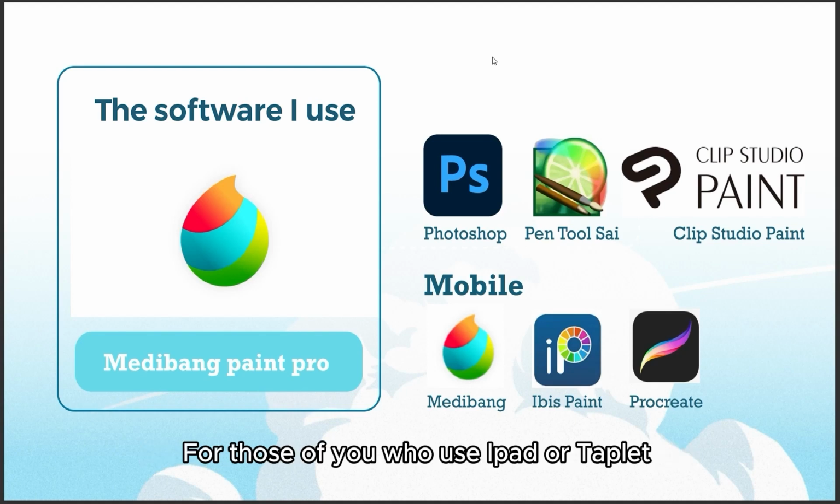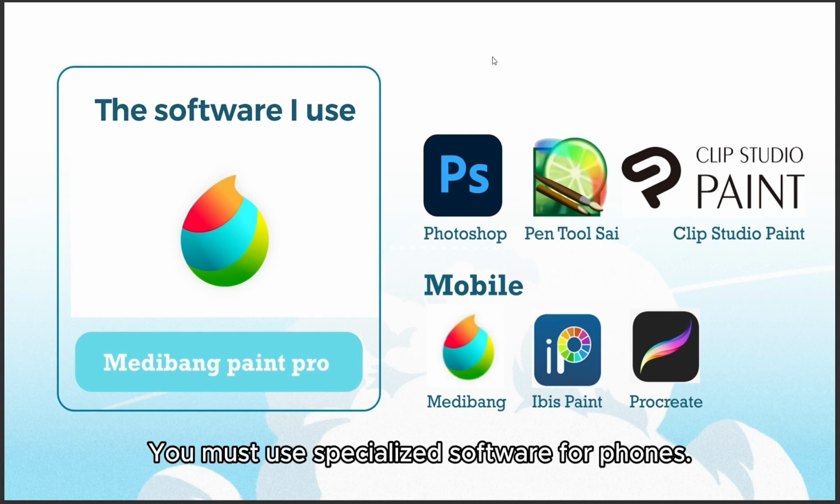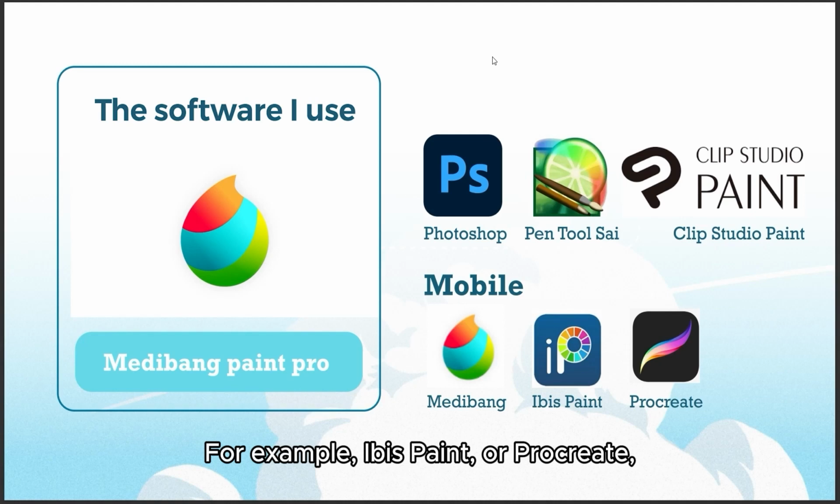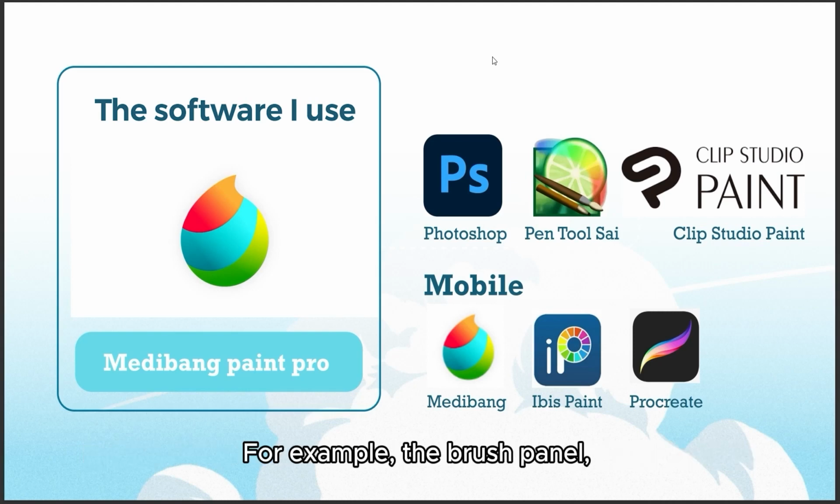For those of you who use iPad or tablet or draw on your phone, you must use specialized software for phones, for example, ibis Paint or Procreate. Or you can use Tidjj as well, because it also has mobile support. In fact, most software have similar interfaces and toolsets, for example, the brush panel, color panel, and layer panel.